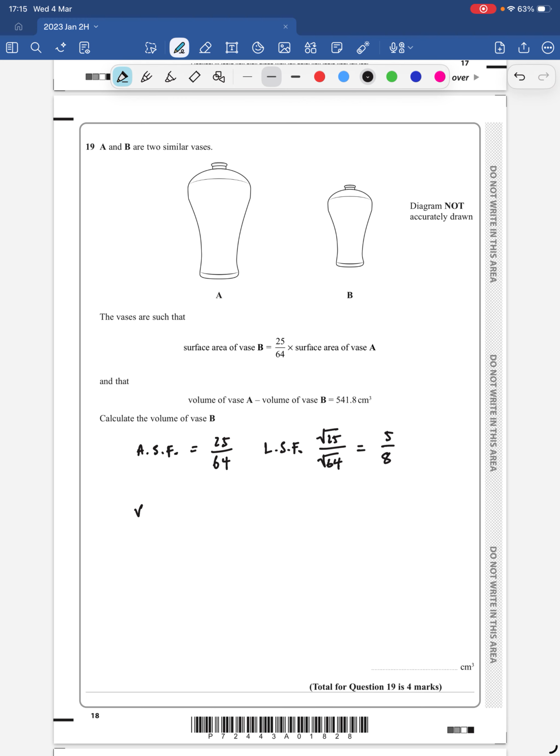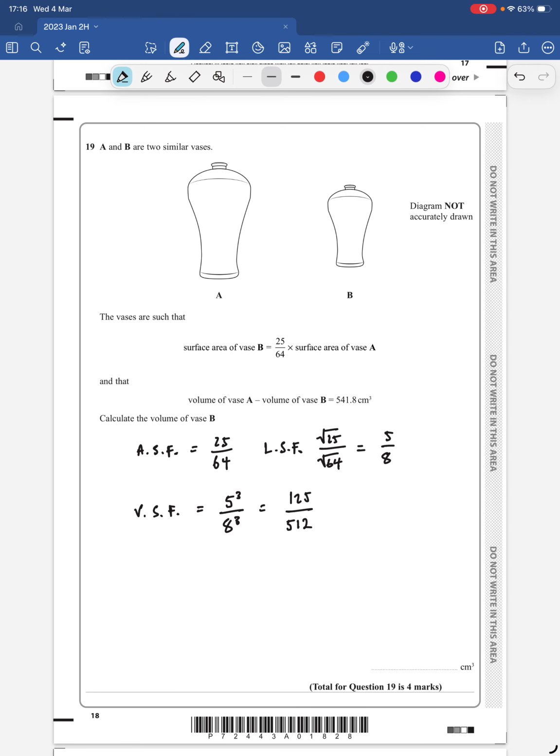And the volume scale factor is going to be 5 cubed over 8 cubed. I can leave it like that if I want. I can put that in my calculator, but I might as well just write it down. It's 125, and 8 cubed is 512.